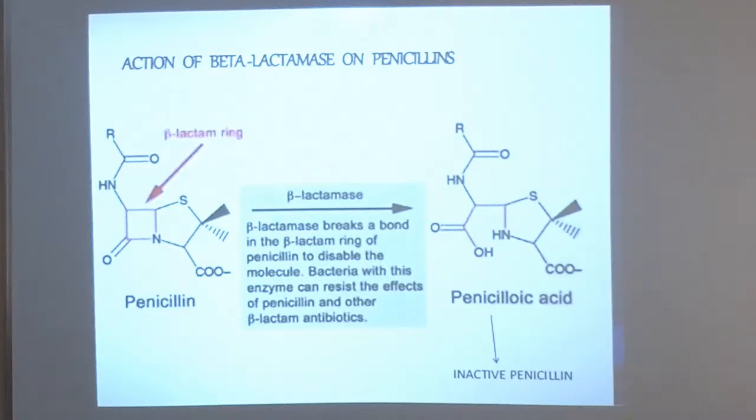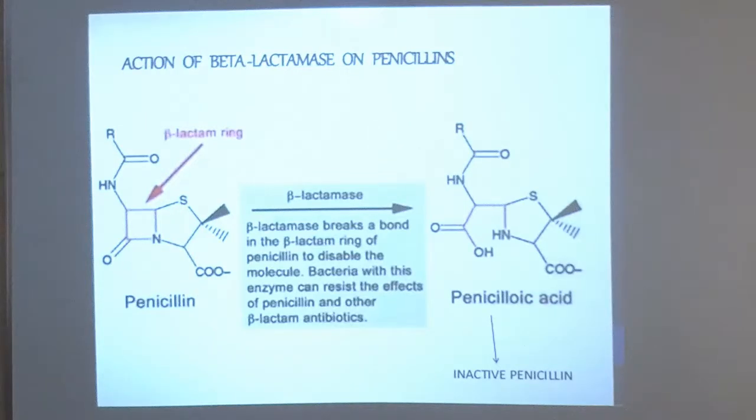Now, let us see exactly what this beta lactamase does to penicillin. Penicillin is a beta lactam antibiotic because it has a beta lactam ring, and this gets attached to the receptor of the organism. But then beta lactamase breaks a bond in the beta lactam ring of penicillin to disable the molecule, and the bacteria with this enzyme can resist the effect of penicillin, and not only penicillin but also other beta lactam antibiotics like cephalosporin.